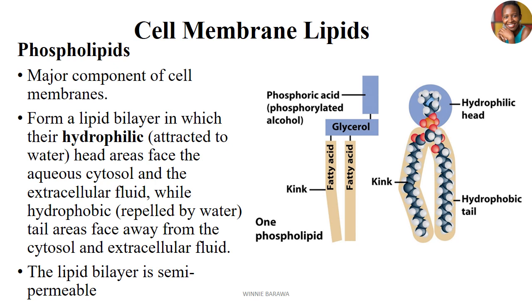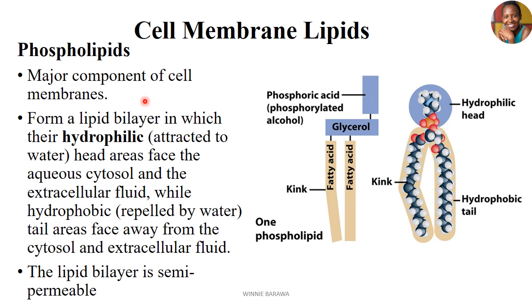Starting with the lipids, we've said the lipids are of different types. We have phospholipids, we have cholesterol and all that. So let's start with the phospholipids, which are actually the lipid part of the cell membrane. The phospholipids are the major component of the cell membrane because they are the ones that give us the bilayer state.